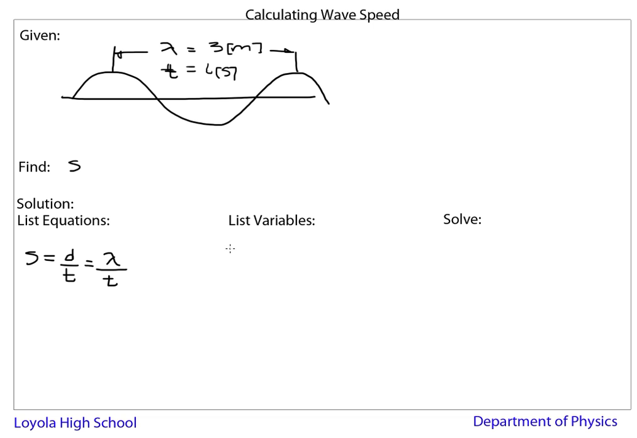So for our variables, we list all three variables: speed, wavelength, and time. I'm not listing the D here. I was giving an analogy of how you calculate speed for cars versus waves. So for waves, it's speed, wavelength, and time. Speed we're trying to find.